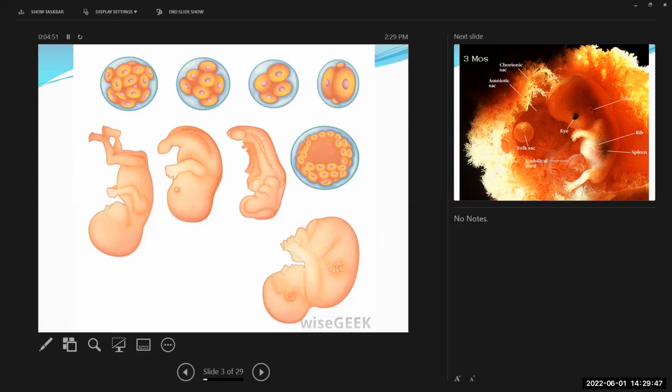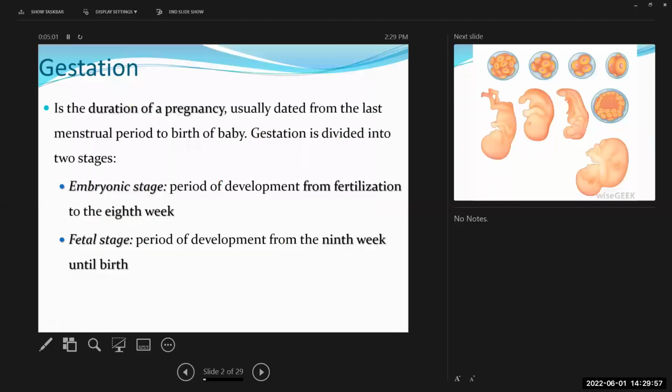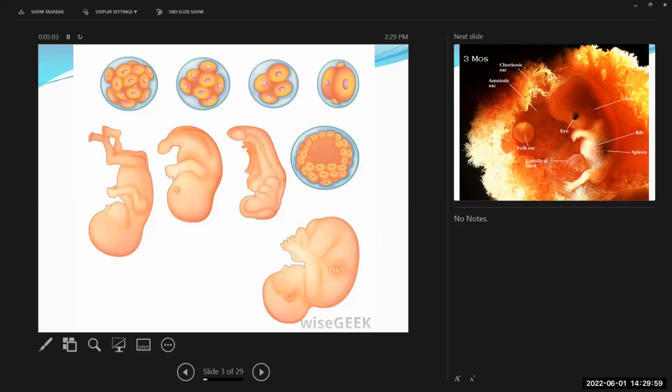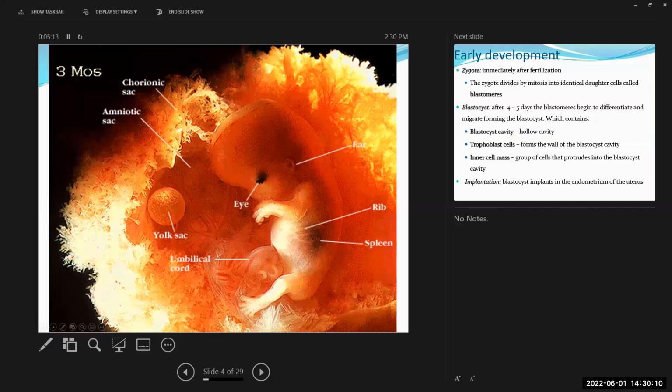So one of the things, this is actually pictured back to front, the mirror image, because we start on this side and we go this way, showing the replication, then development of the embryo, and ultimately the fetus. So here we're seeing the 3-month development stage.